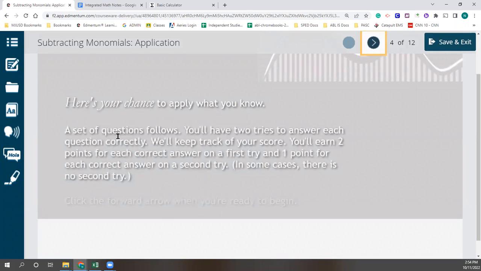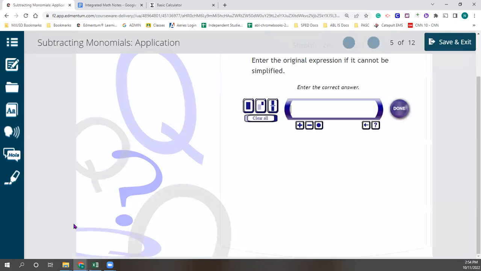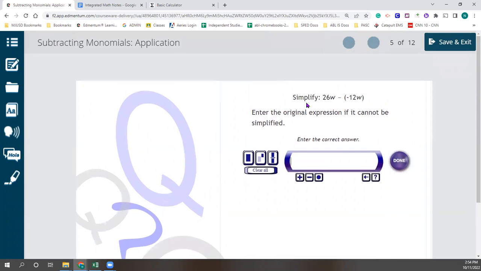Here's your chance. We'll keep track of your score. You'll earn 2 points for each correct answer on a first try and 1 point for each correct answer on a second try. In some cases, there's no second try. Click forward. All right. Enter, okay.